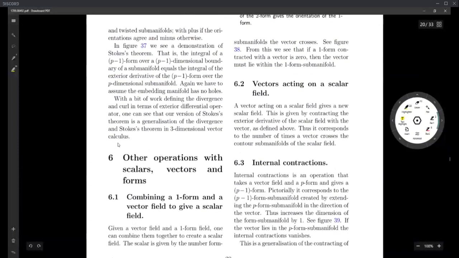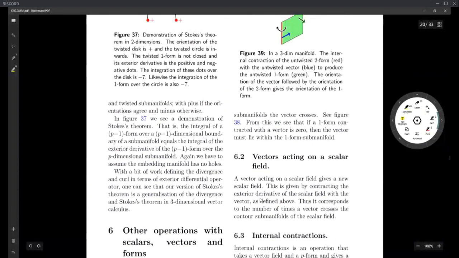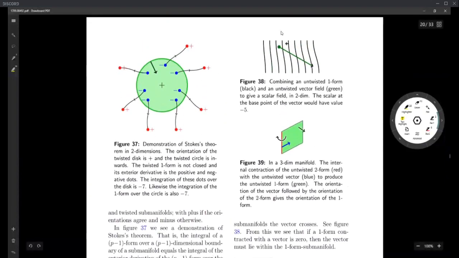So then, okay, other operations with scalars and vectors. I'll finish this up very quickly. So combining one form and a vector field to give a scalar field. So again, let's take this example, right? So then we have a one form, that's a line. And then the one form is, let's say, going this way. Right. So then this is very simple.